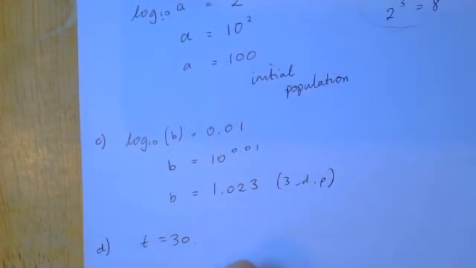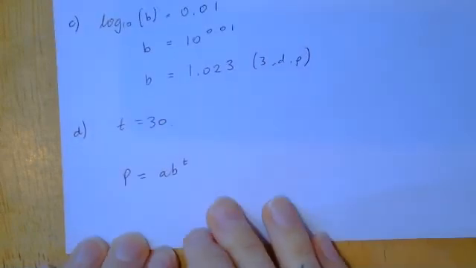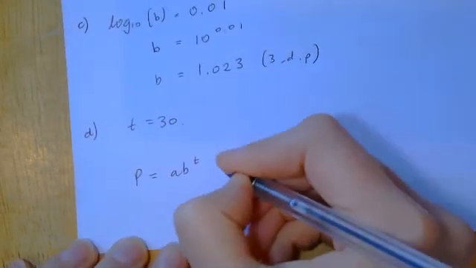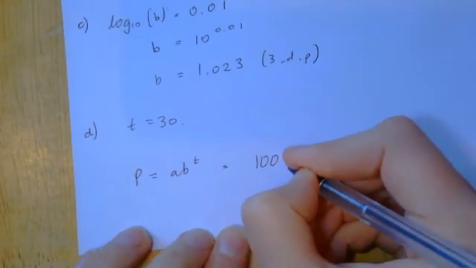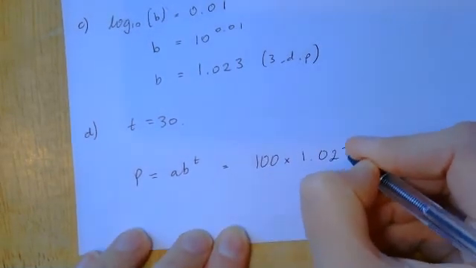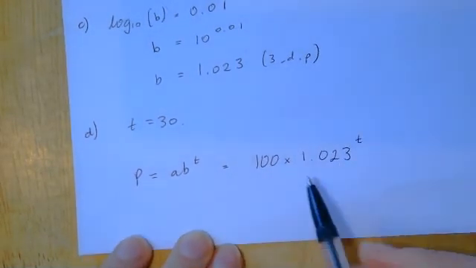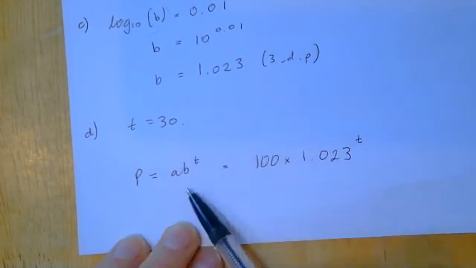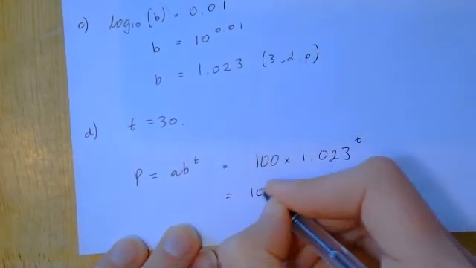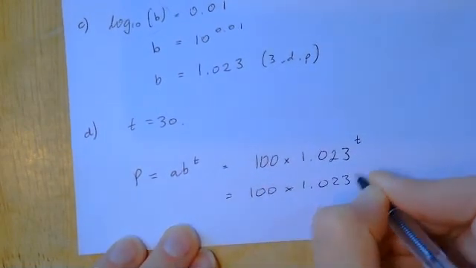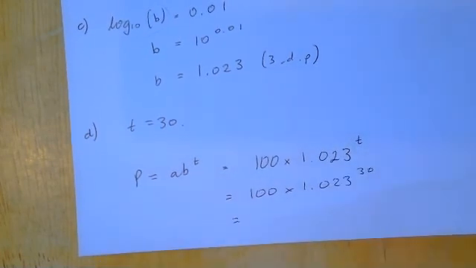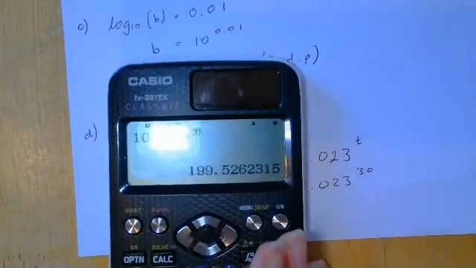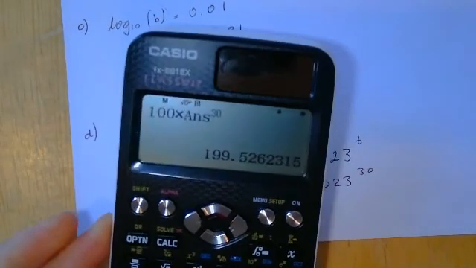Good. And then part D. Hopefully it's a nice end. Part D: find the population when t equals 30. Right, so what is the population now? It was a, b to the power t. That was our population model. And we know that it's 100 times 1.023 to the power t. I've put my a and b into this model, and we've got that t equals 30.